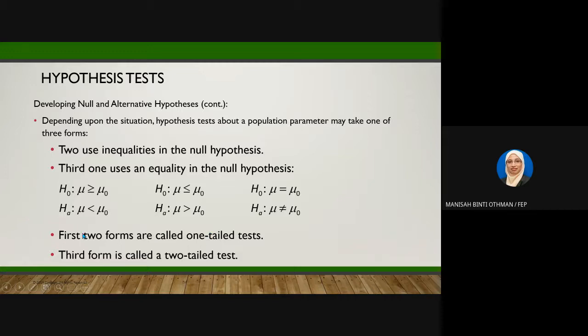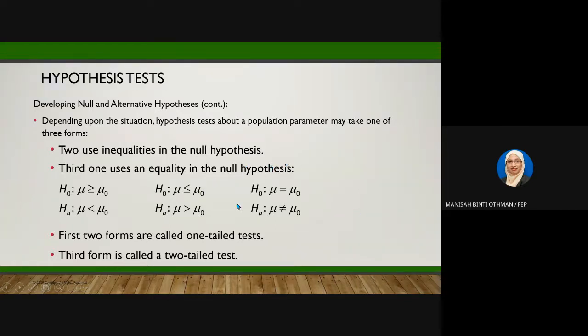one tail hypotheses. This is one tail and this is a two tail. This is an equality, equals or not equals to. This one is more than or less than. So this one is one tail and this is a two tail test.